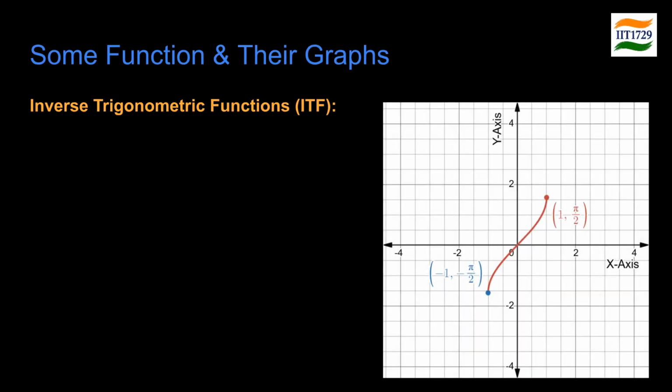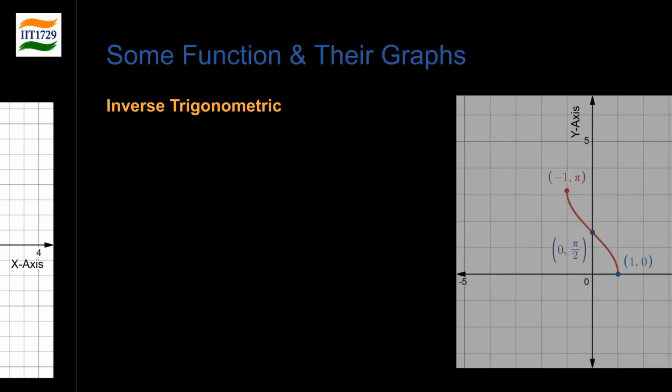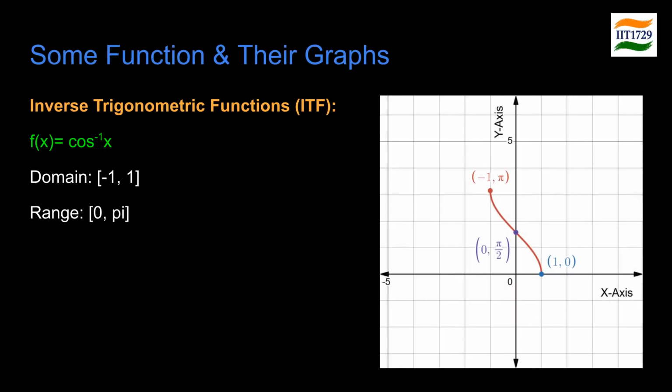Next, we explore inverse trigonometric functions. The inverse sine function, or arcsine, has a domain of -1 to 1 and a range restricted to the interval between -π/2 and π/2. The inverse cosine function, or arccos, also features a domain of -1 to 1. Its range, however, is defined on the interval from 0 to pi.